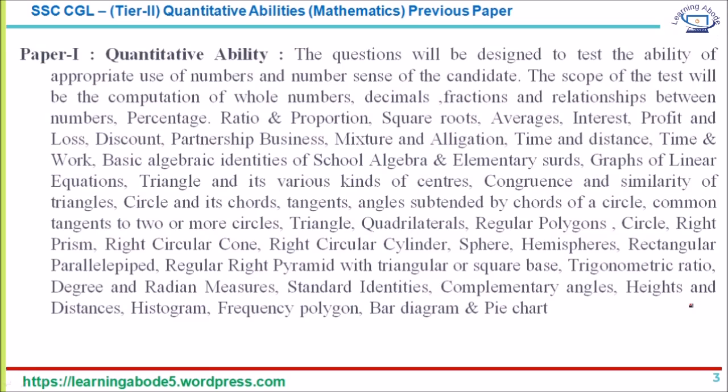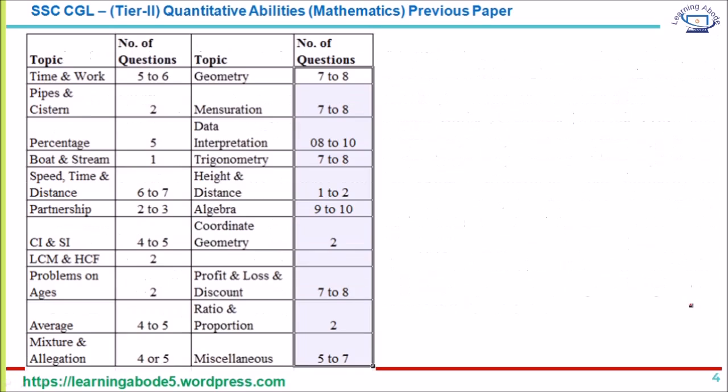This is the official syllabus that is given, but we can break this down into the typical quantitative aptitude topics like this. So what I'm trying to say here is that you can expect 5 to 6 questions in time and work, 6 to 7 questions in time, speed, distance, 7 to 8 questions in geometry, and so on. You can break these 100 questions like this.